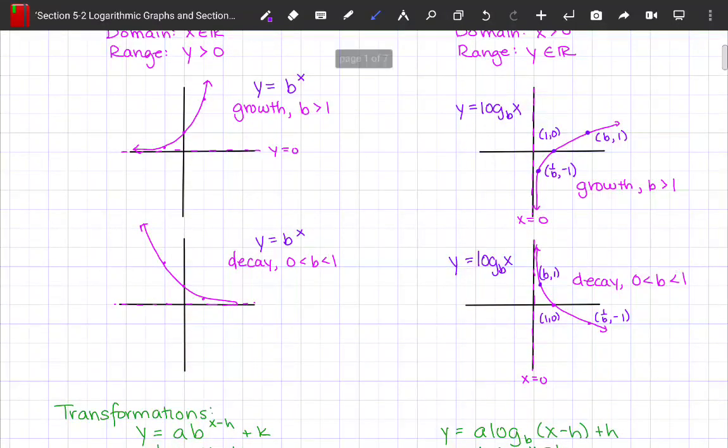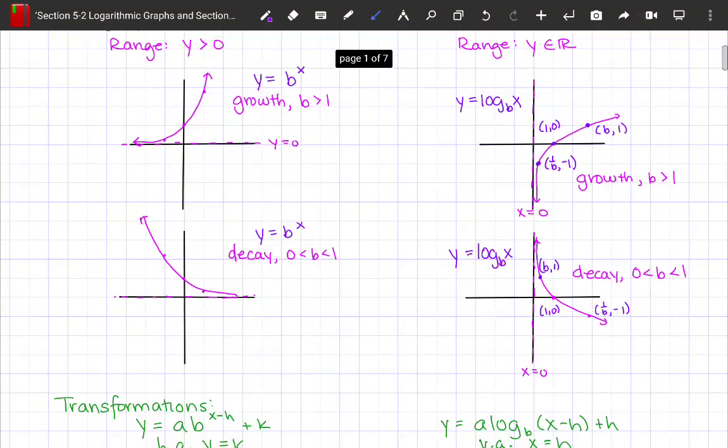If b is less than 1, then b is going to be to the left of x equals 1. So now the point (b, 1) goes up here. And if b is less than 1, then when we take the reciprocal of it, we're going to get something greater than 1. So on the x-axis, it winds up to the right of x equals 1. And we have the point down here, and that's what makes our decay graph.